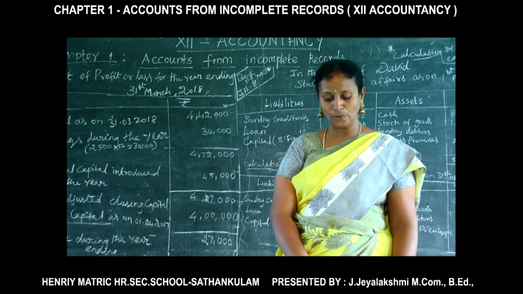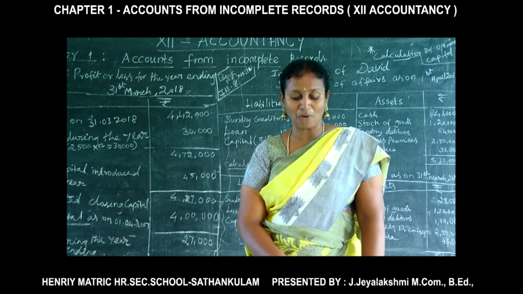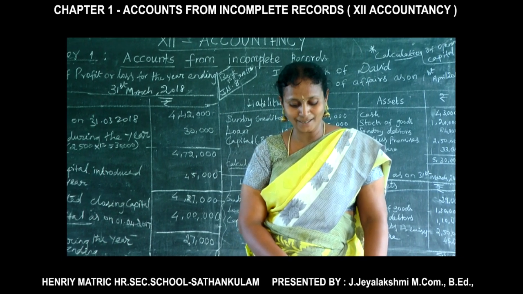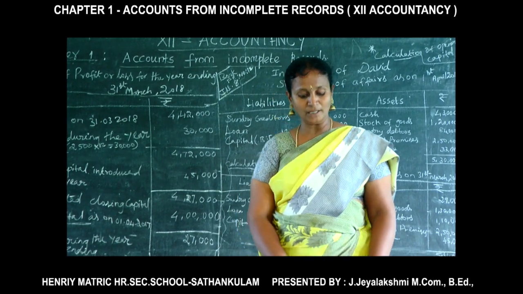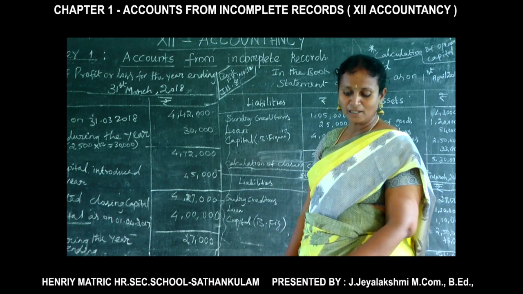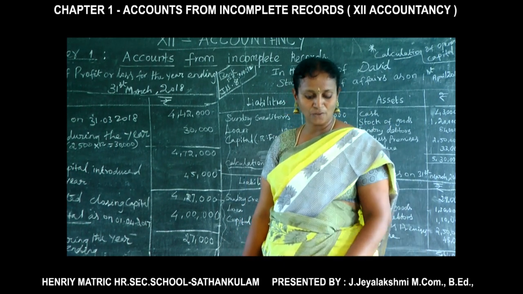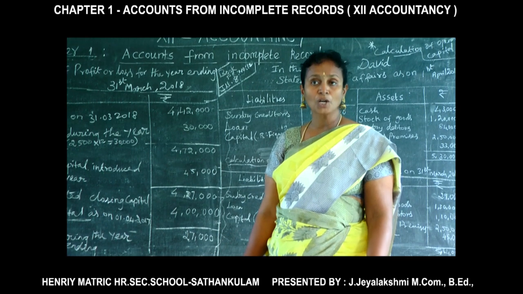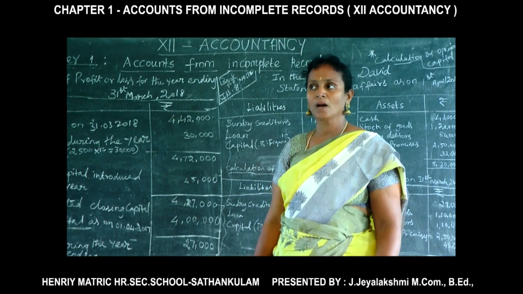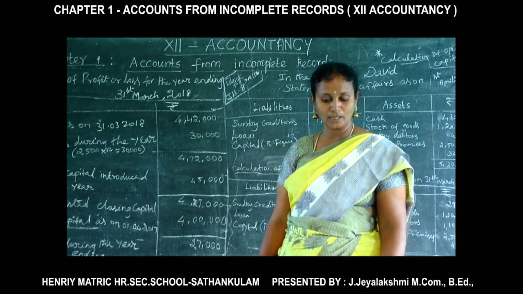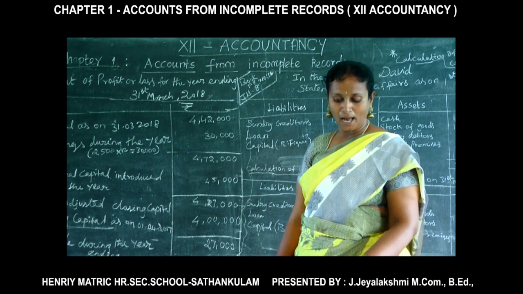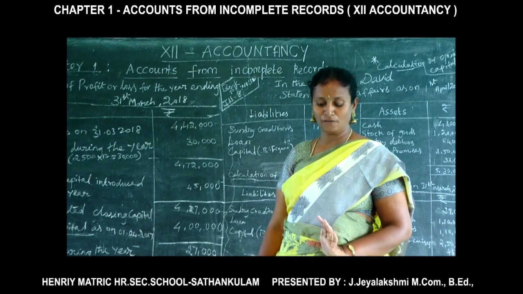So what we have to do? 2,500 into 12 we have to multiply, it comes to 30,000. Now look here, two figures are given, isn't it? The beginning and the ending. So here we have two calculations. We have to calculate the opening capital and the closing capital. After that only we have to prepare the statement of affairs.